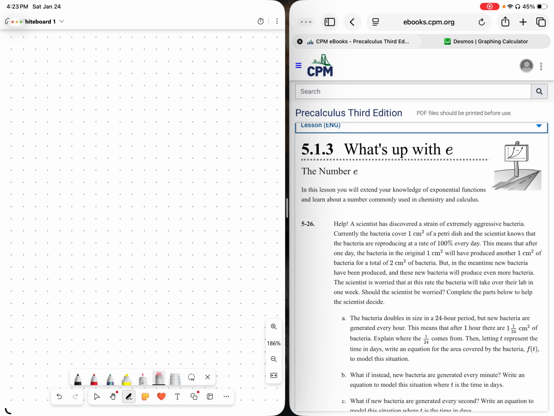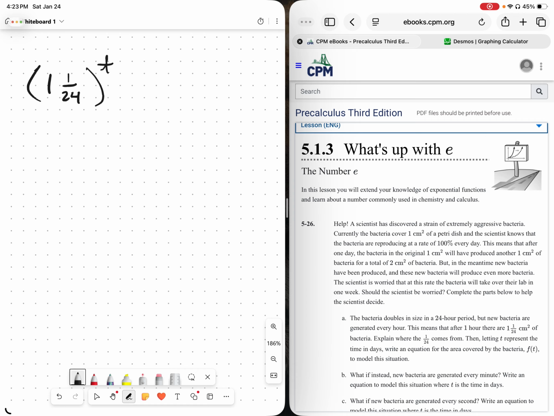So let's work through this. The bacteria double in size in a 24-hour period, but the new bacteria are generated every hour. This means after 1 hour, there is 1 and 1/24 centimeter squared of bacteria, right? So that's what they're talking about, using 1 plus 1/24 raised to some time t, right? And so they'll continue to do that.